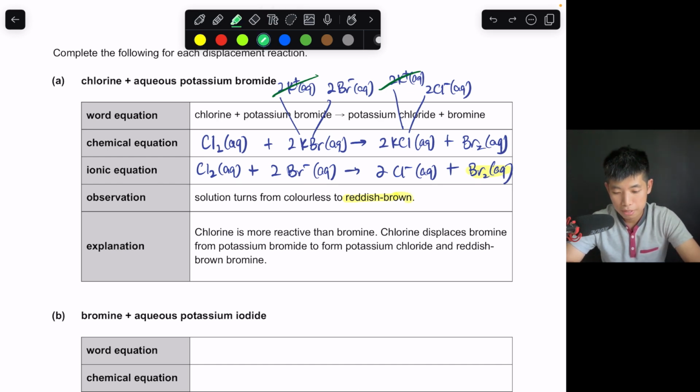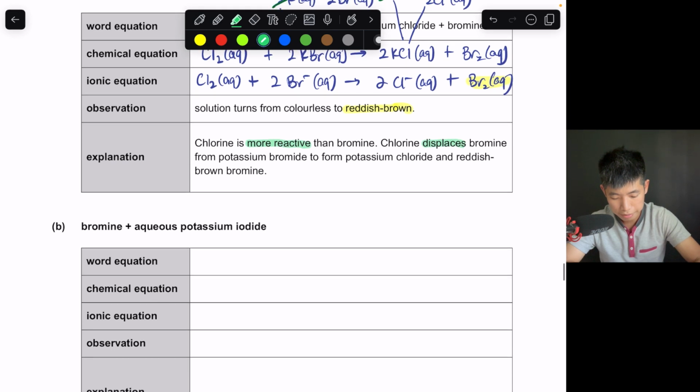Take note of the template when it comes to answering questions like this. Compare the reactivity of the elements first. Then say element A displaces element B from whatever compound to form the products. Now you try again for the second one.